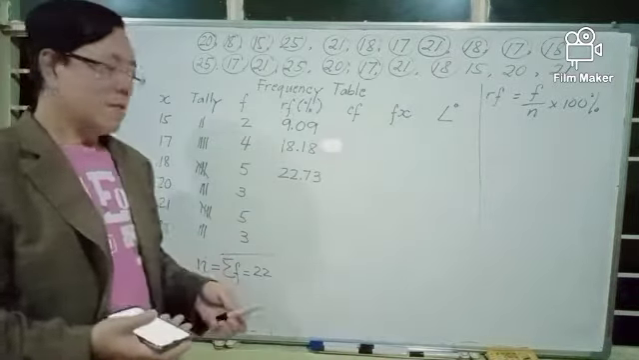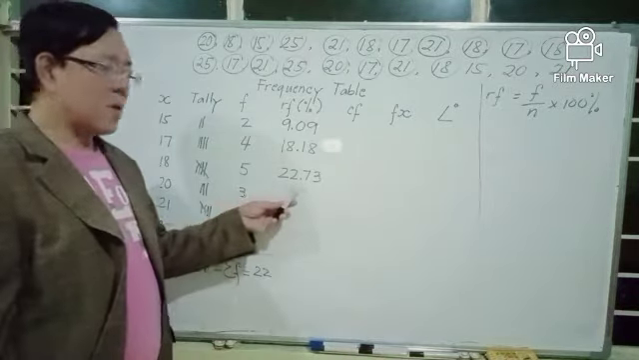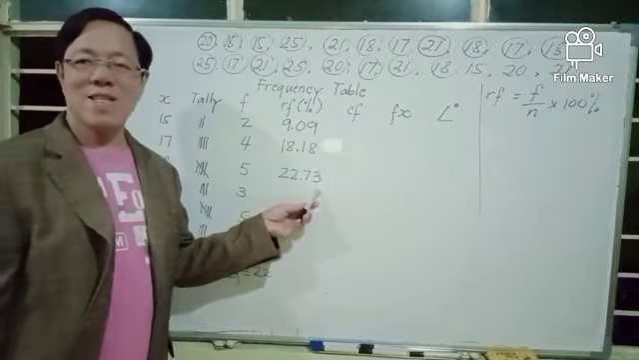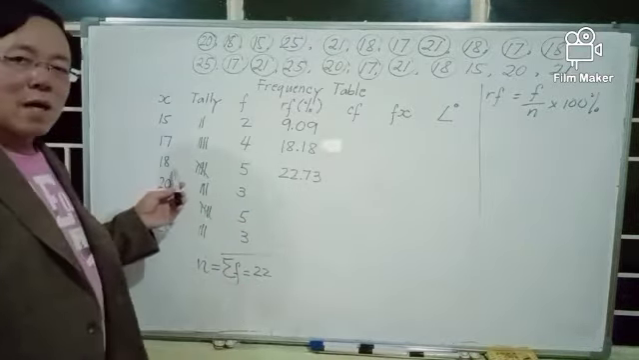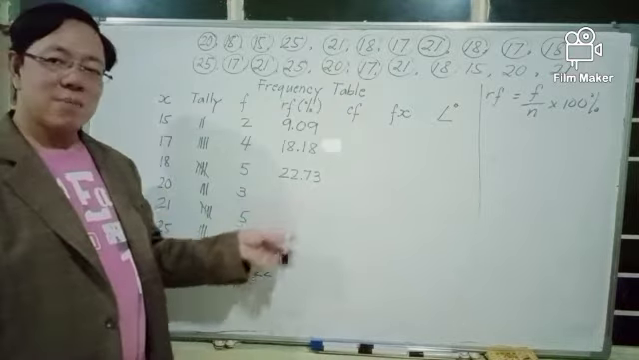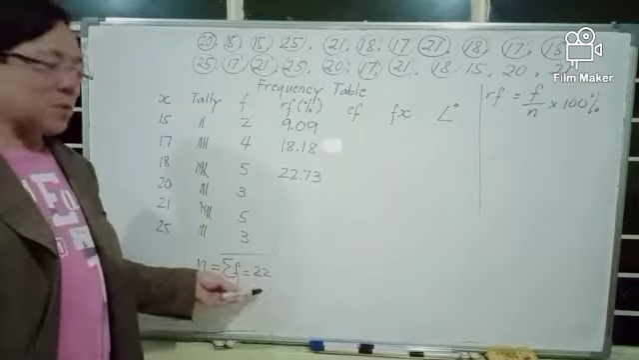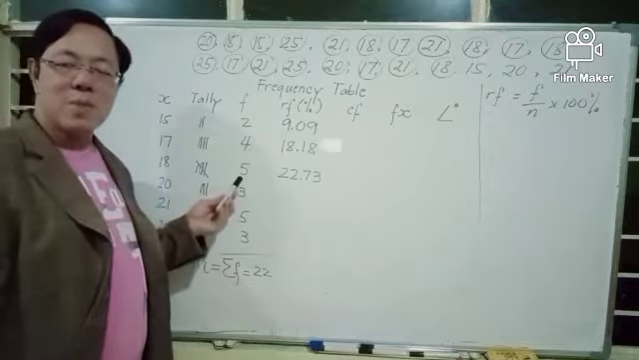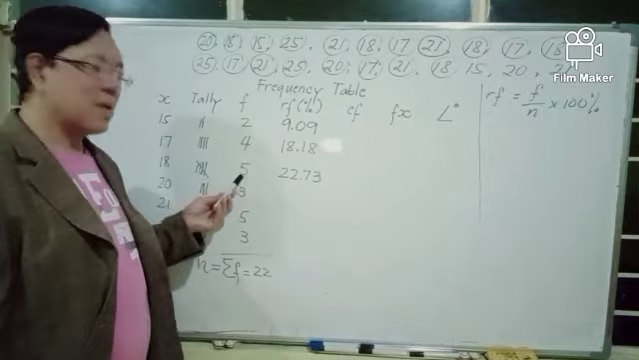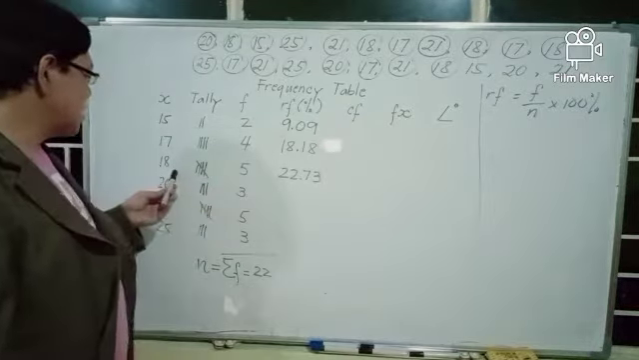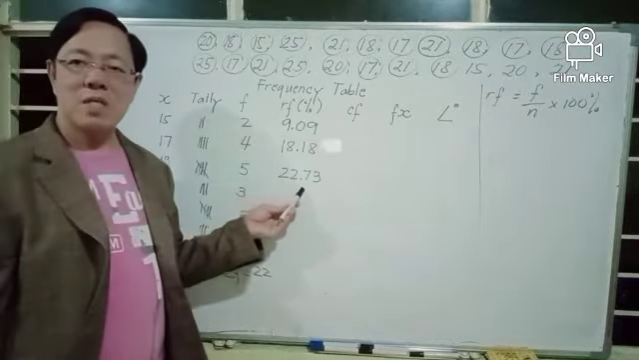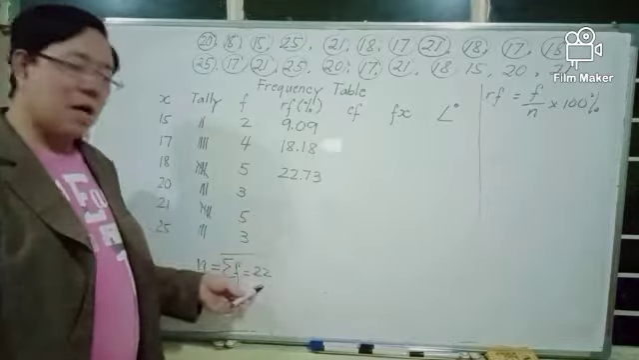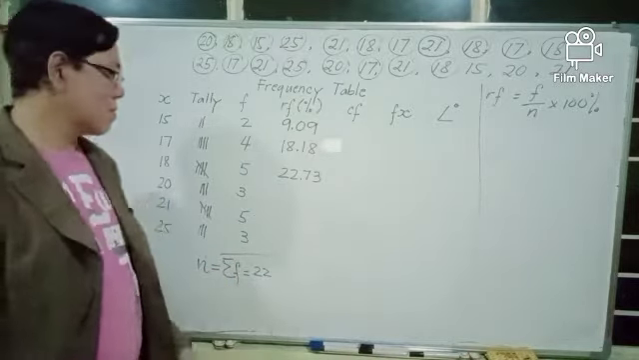22.73%. 22.73% of the sample of 22 students have scores of 18. And 22.73% of the sample of 22 students, rounded off to the whole number, is 5. There are 5 students with a score of 18 and they represent 22.73% of the sample of 22 students.